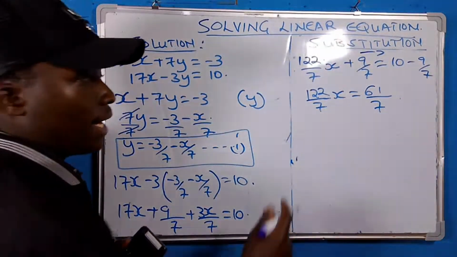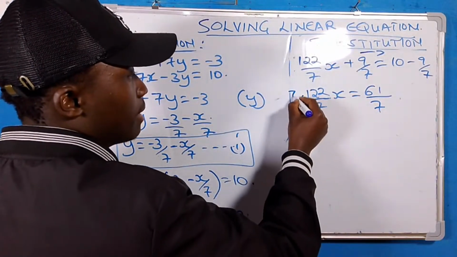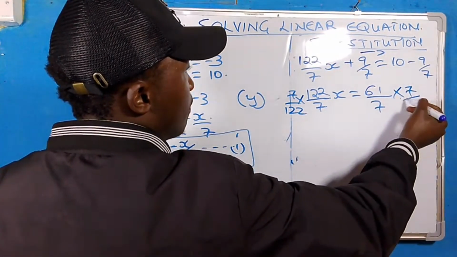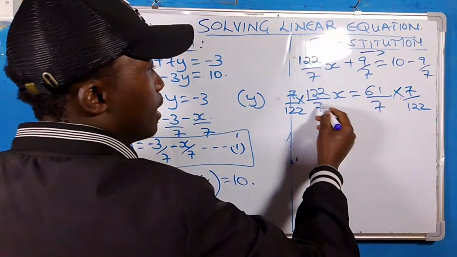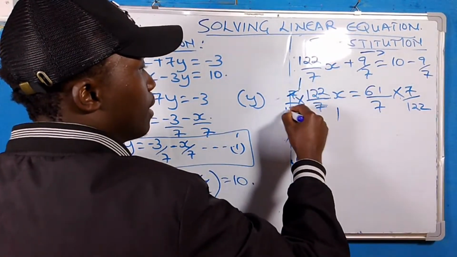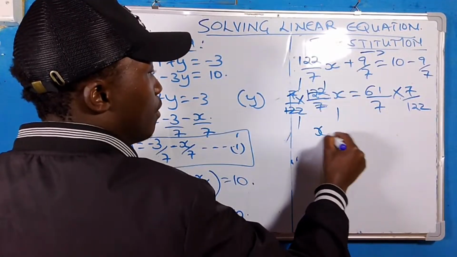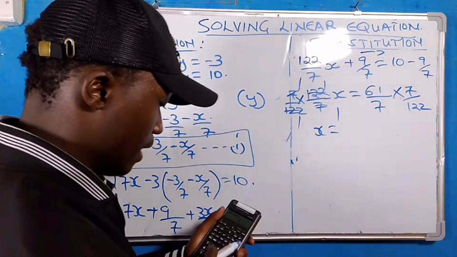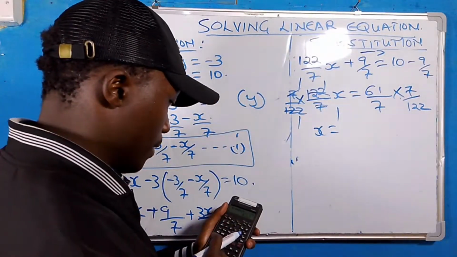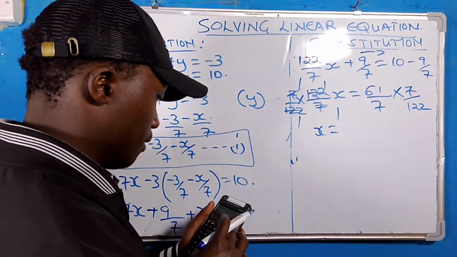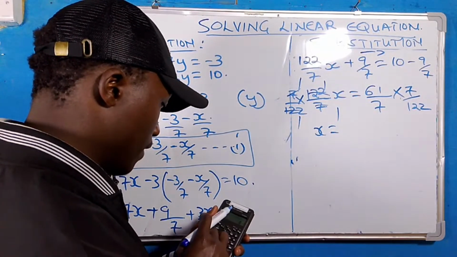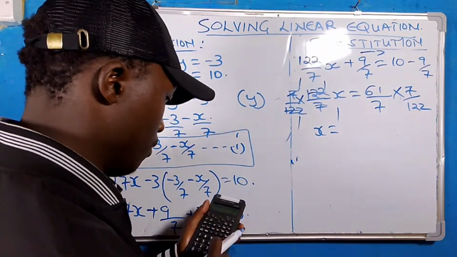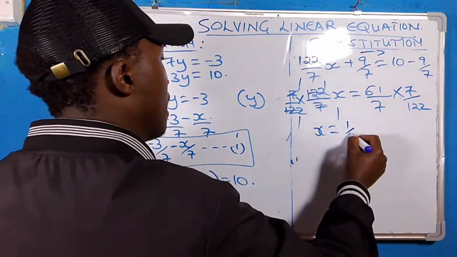So for us to be left with x, we will multiply both sides by the reciprocal, which is 7 over 122. And once we do that, the 7s cancel and the 122s cancel, and we'll be left with x is equal to 61 over 7 times 7 over 122. We will get x as a half.